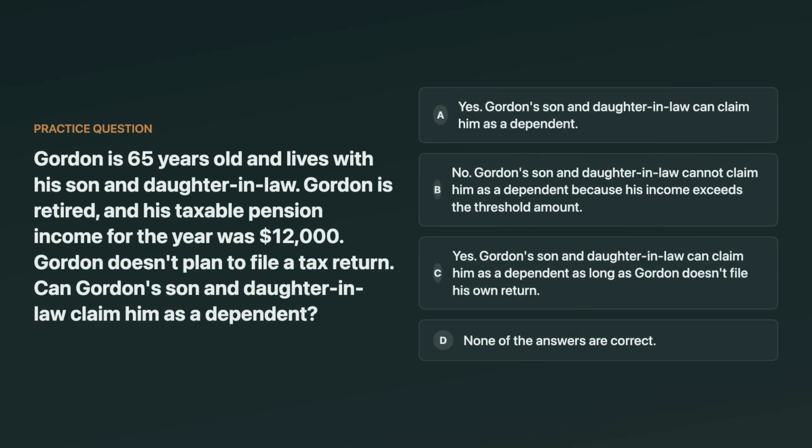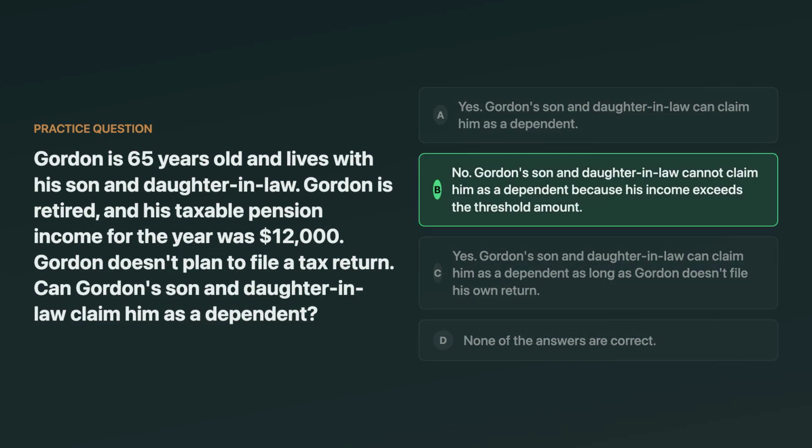Gordon is 65 and lives with his son and daughter-in-law. He's retired, and his taxable pension income for the year is $12,000. Gordon doesn't plan to file a return. The question is, can the son and daughter-in-law claim Gordon as a dependent? The options include: yes; no, because income is too high; yes, if Gordon doesn't file; or none of the above. Think about it.